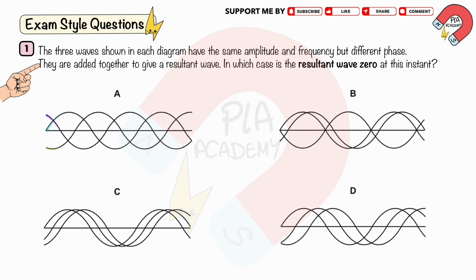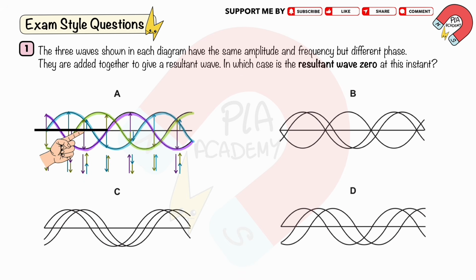In choice A, there are three waves in blue, violet, and green colors, like this. At this point, the displacements of the three waves combine to be zero. At this point, again, they combine to be zero. And at any position, the resultant displacement of the three waves combined together becomes zero, like this. So, A is correct.